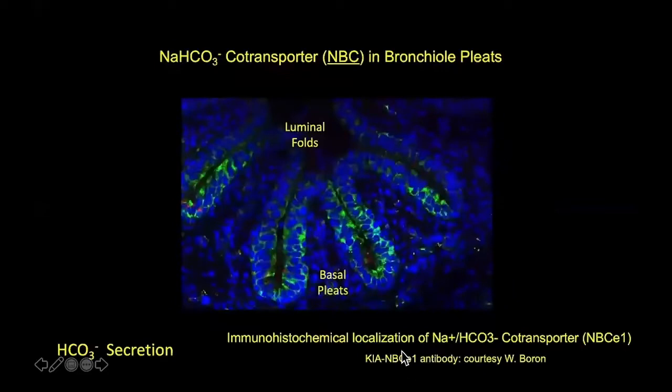So how do we make sense of all this? How do we put this together? Oh, I almost forgot bicarbonate. If we now localize bicarbonate as an important component for secretion in the airway fluids, we look for the sodium bicarbonate co-transporter and the sodium bicarbonate exchanger, and in the bronchiolar pleats, we find that it is localized in the base of the villi. Very little expression in the folds of the villi.